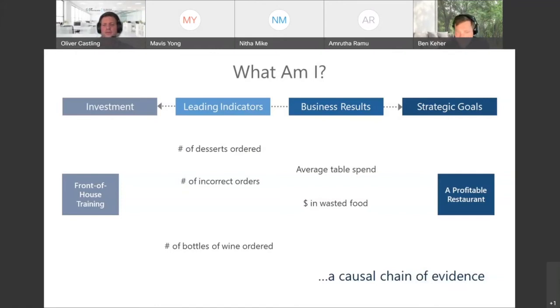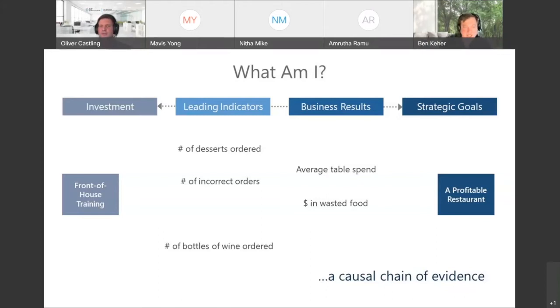So should we want a profitable restaurant? Okay, well, what results indicate we've got a profitable restaurant? In this case, we want to see an increase in average table spend, and we want to see less spend on wasted food, or less wasted money in food. And then how do we know if that's happening? Well, we should see an increase in the number of desserts ordered, a decrease in the number of incorrect orders, and number of bottles of wine ordered.